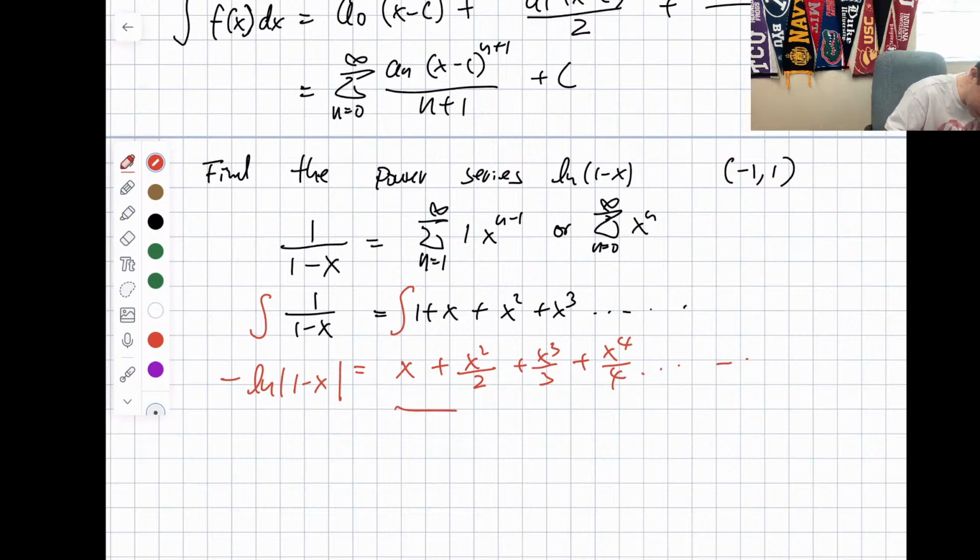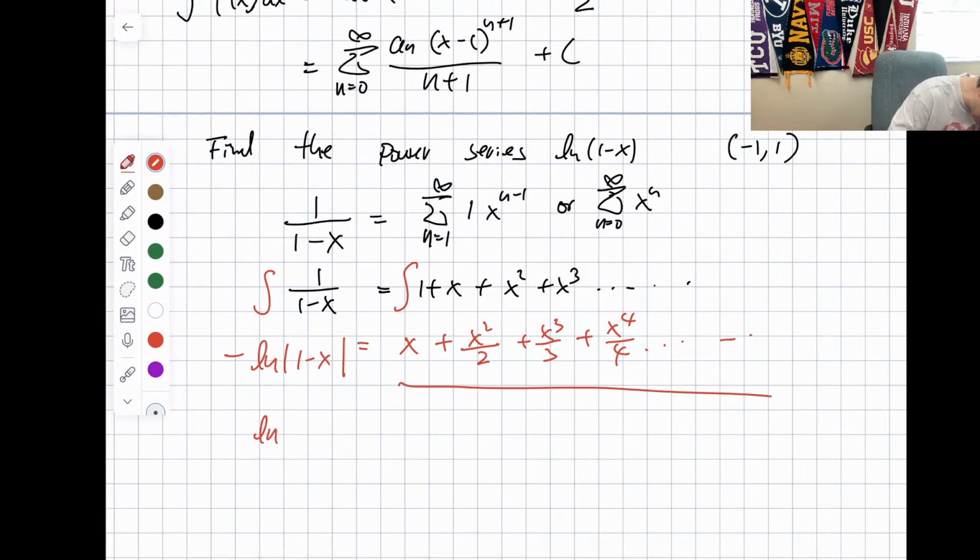So this becomes a power series of negative natural log of 1 minus x. Even though it's not exactly what I'm looking for, it's fine. We can get rid of the negative sign by multiplying everything by negative. So that's going to be negative x minus x squared over 2 minus x cubed over 3 minus x to the fourth over 4. So we got our goal.